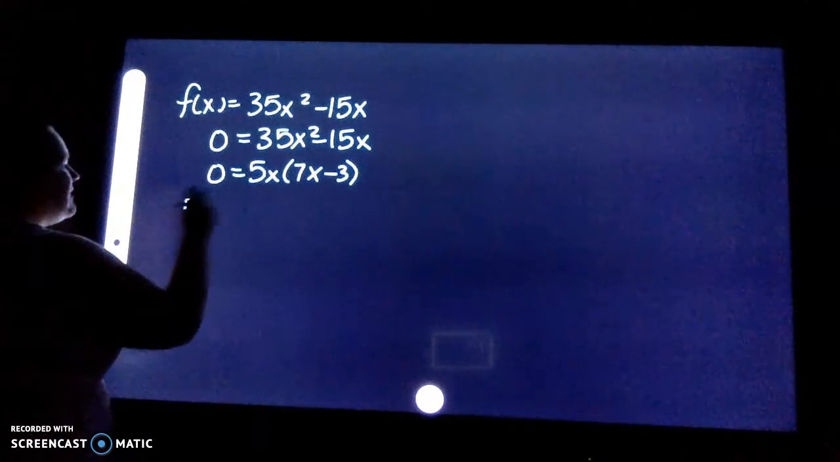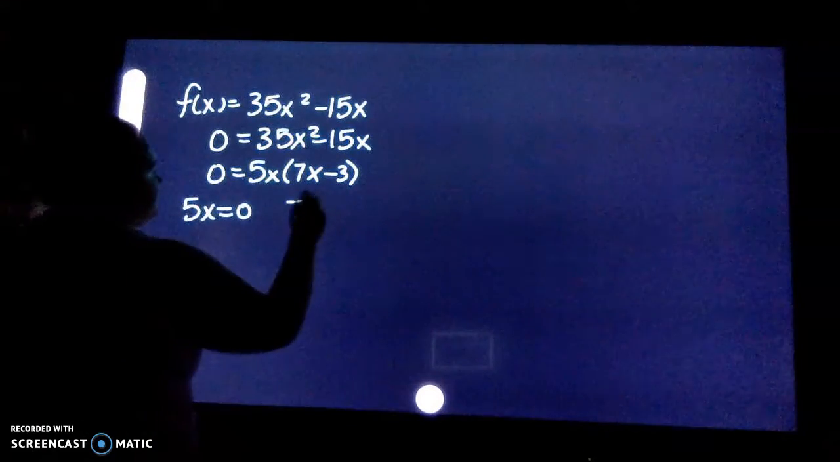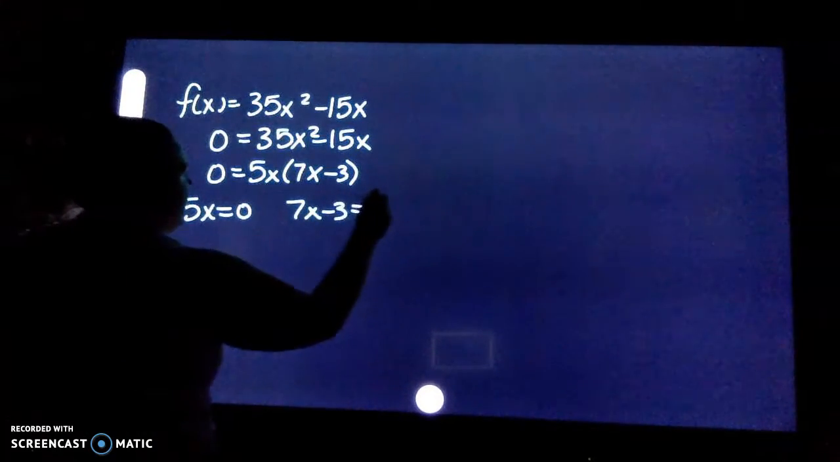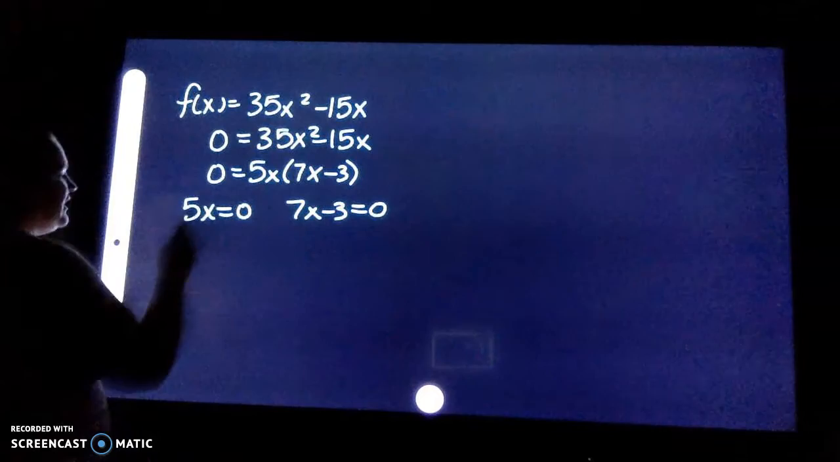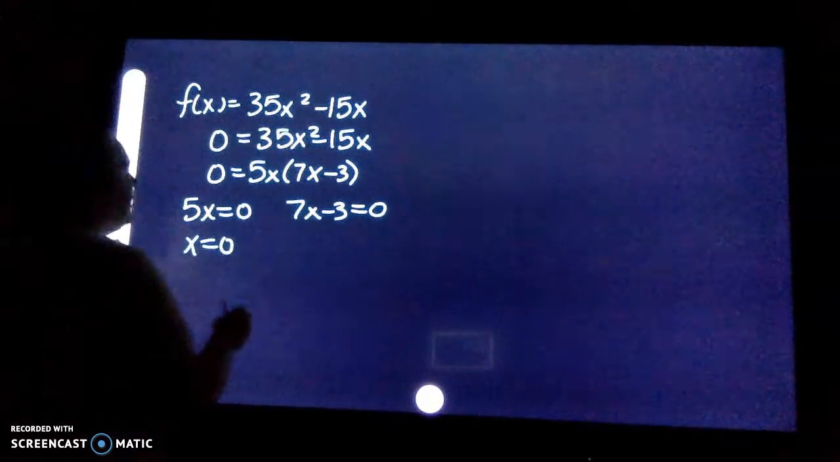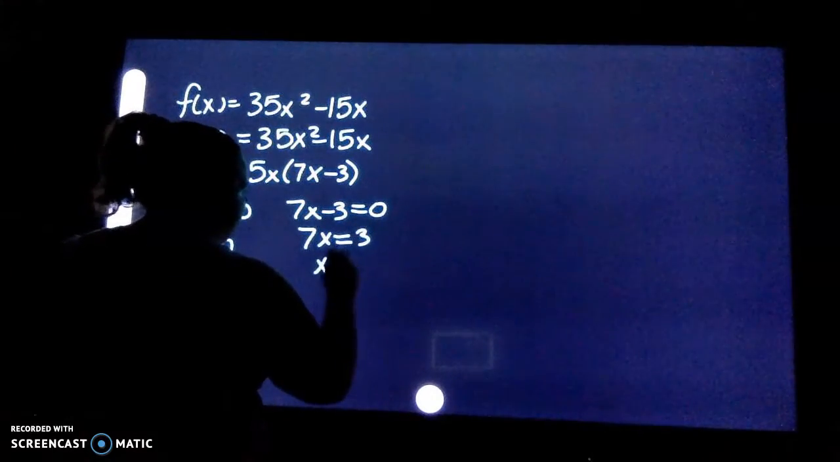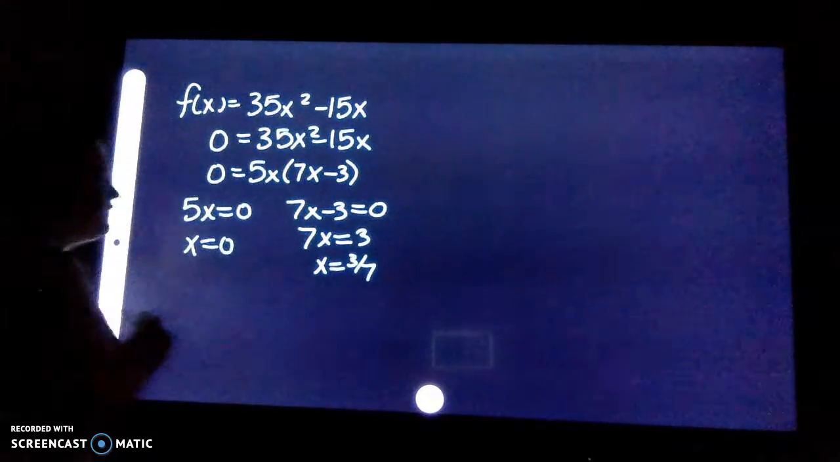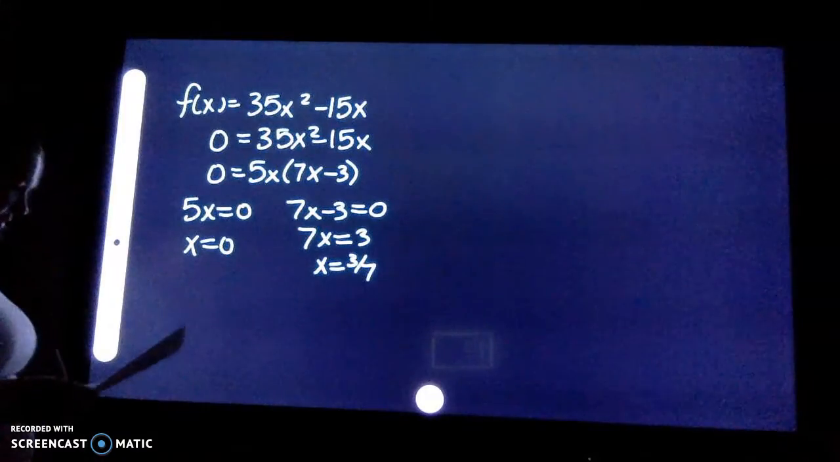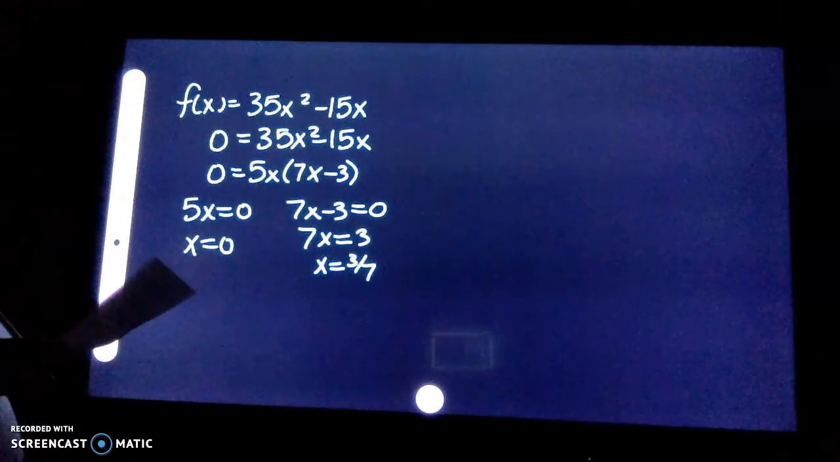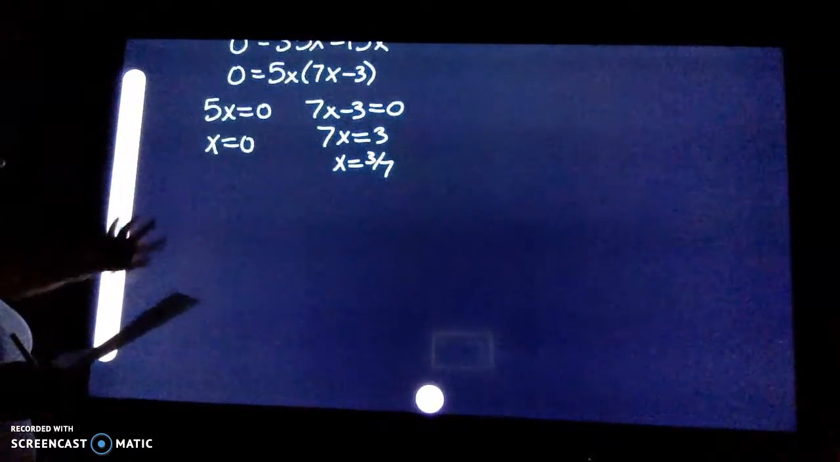I then take each of these and set them equal to 0. And I solve for x. So divide each side by 5, and I just get x equals 0. On this one, I need to add the 3 over, divide by 7, and those are my two solutions, x equals 0 and x equals 3 over 7. Let's go ahead and do another one.